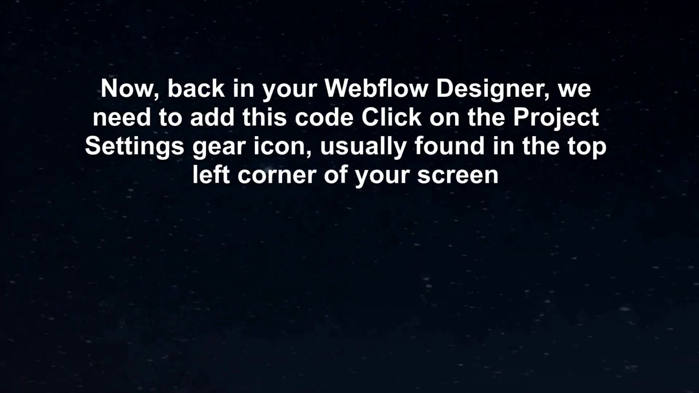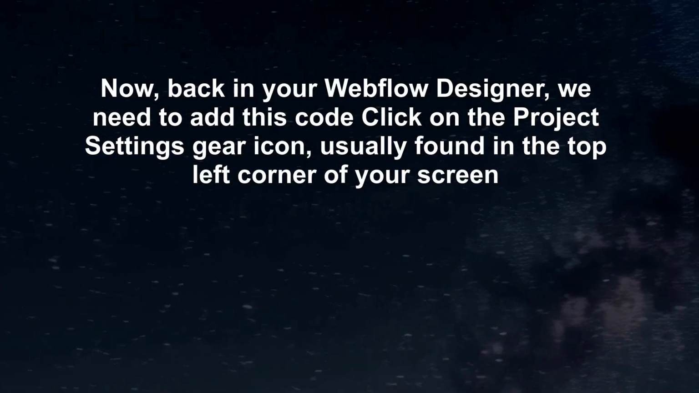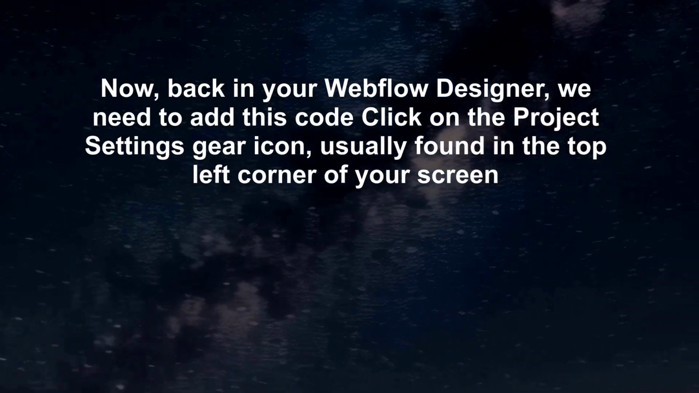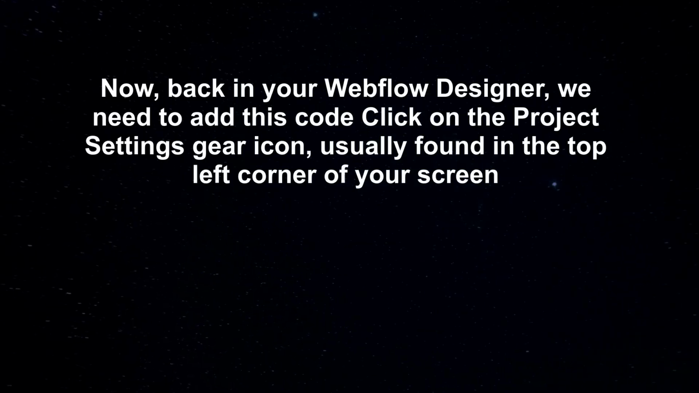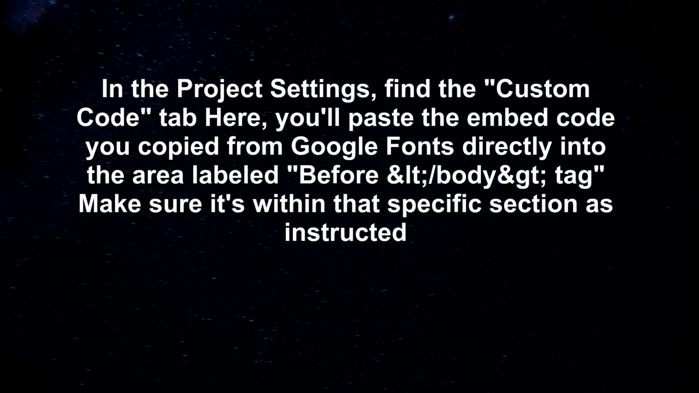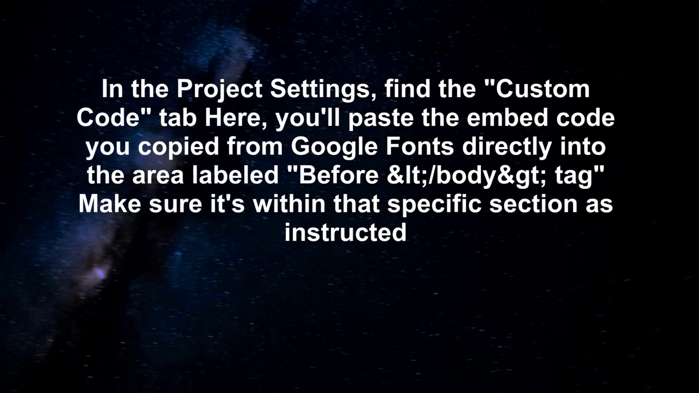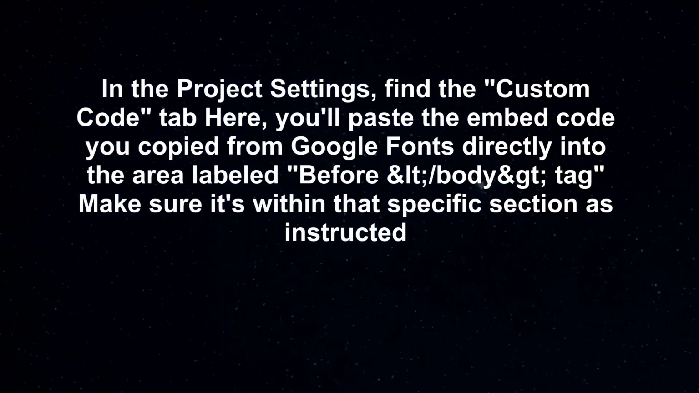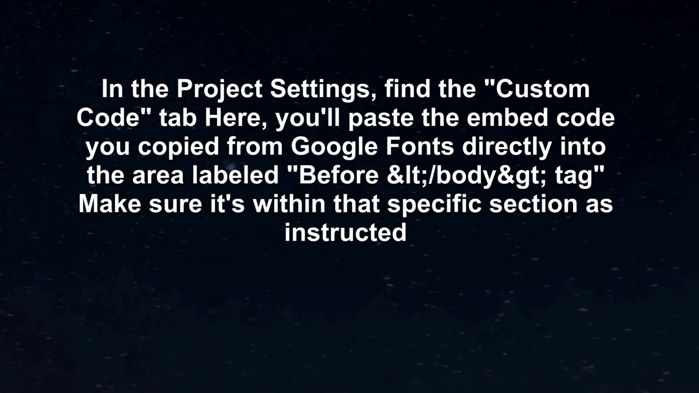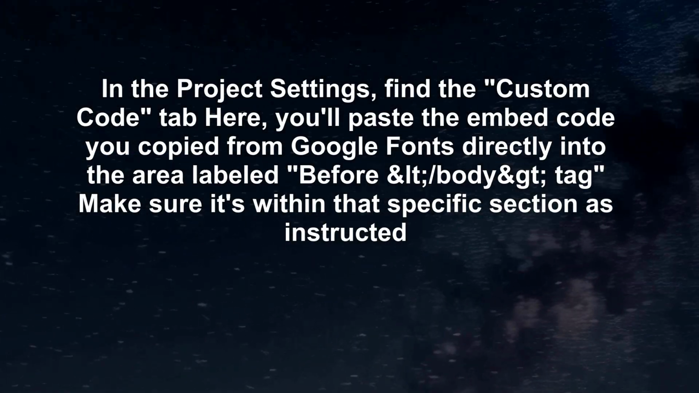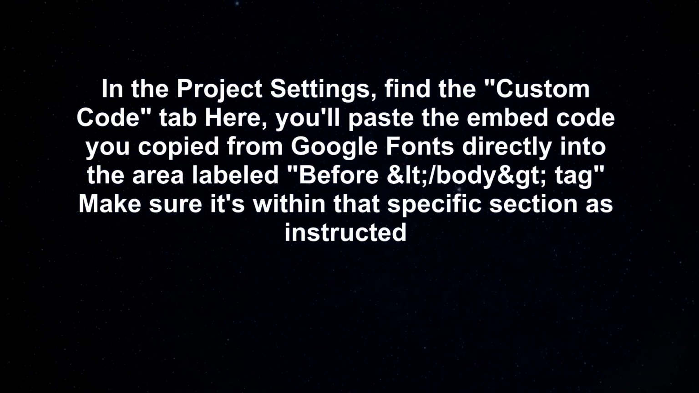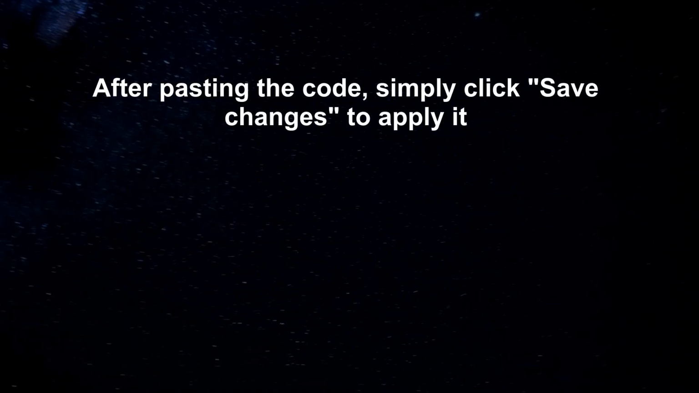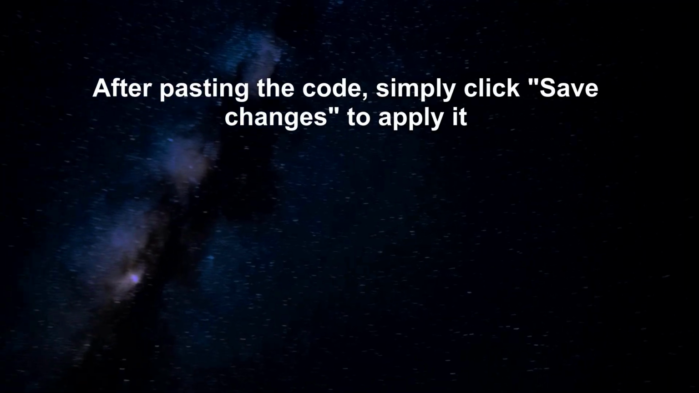Now, back in your Webflow designer, we need to add this code. Click on the project settings gear icon, usually found in the top left corner of your screen. In the project settings, find the custom code tab here. You'll paste the embed code you copied from Google Fonts directly into the area labeled before the closing body tag. Make sure it's within that specific section as instructed. After pasting the code, simply click Save Changes to apply it.